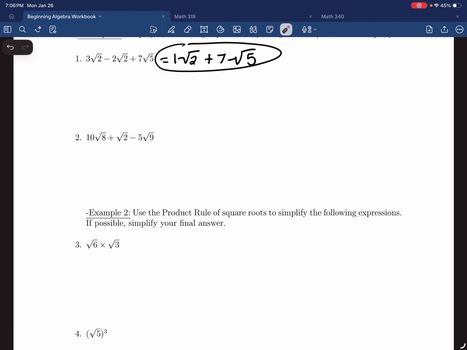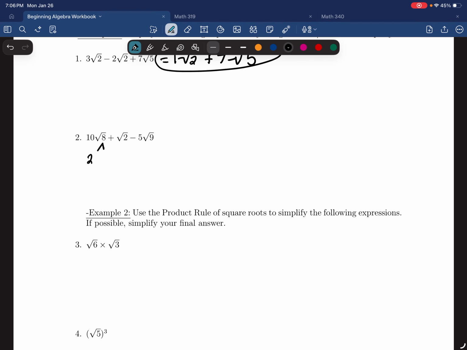Alrighty, so looking at example 2, we have 10 root 8 plus the square root of 2 minus 5 times the square root of 9. For this example, we can actually do some simplification before we combine any like terms. Right now, it looks like we don't have any like terms, but I'll tell you that we actually do. And this is where the last section, simplifying square roots, becomes very important, because for the square root of 8, if we recall from the last section, we can create a factor tree.